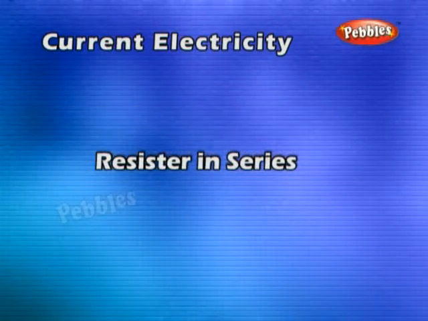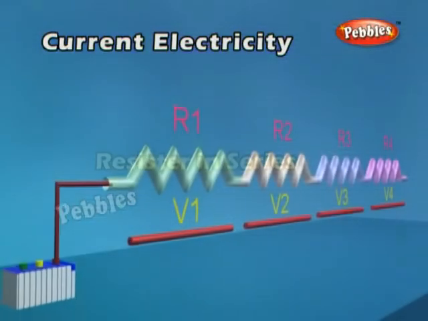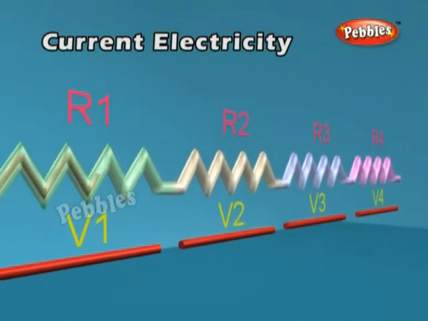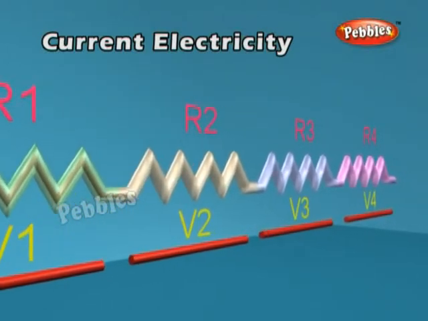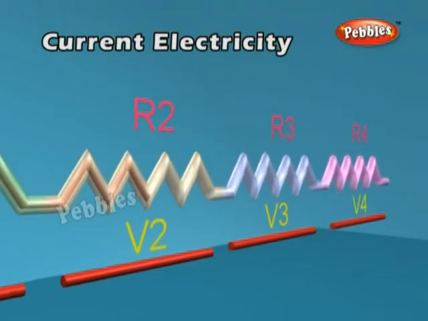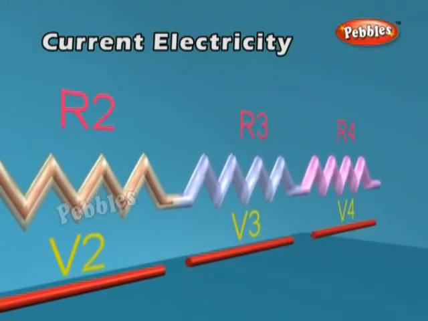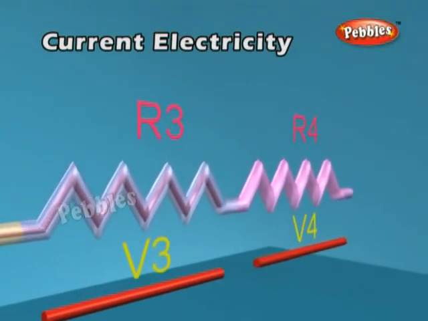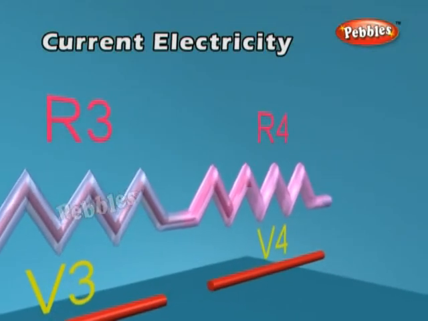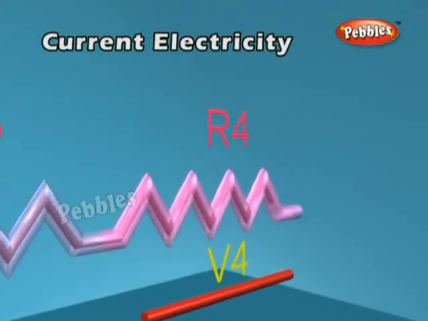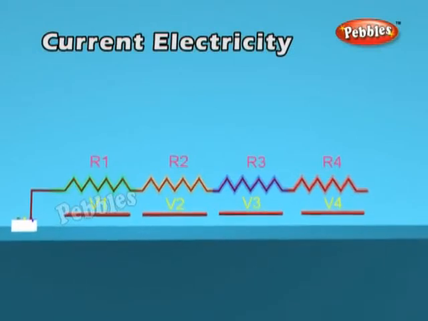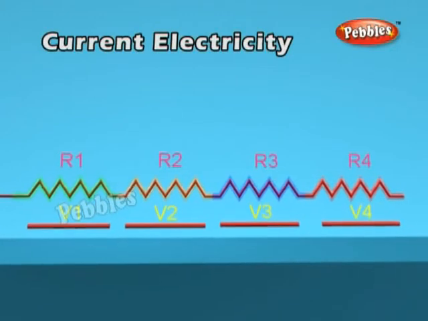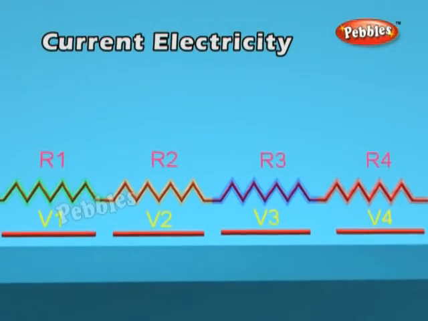Resistors in series. Let us consider the resistors of resistance R1, R2, R3 and R4 connected in series. When the resistors are connected in series, the current flowing through each resistor is the same. If the potential difference applied between ends of the combination of resistors is V, then the potential difference across each resistor R1, R2, R3 and R4 is V1, V2, V3 and V4 respectively.